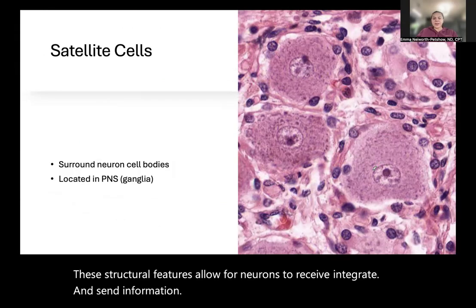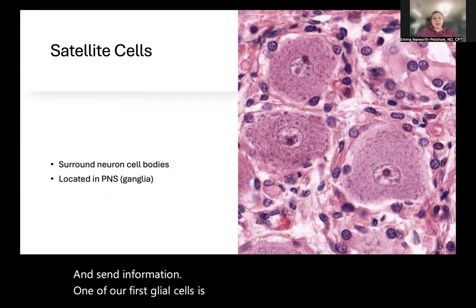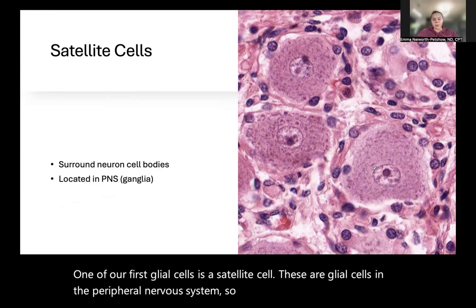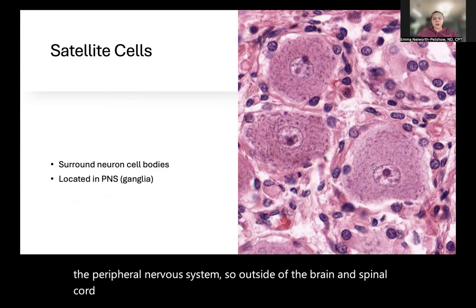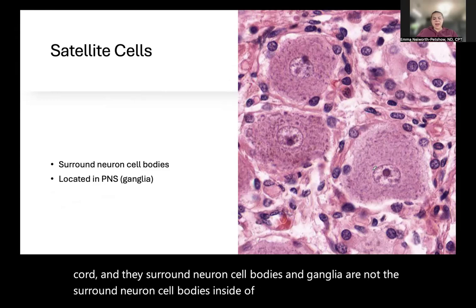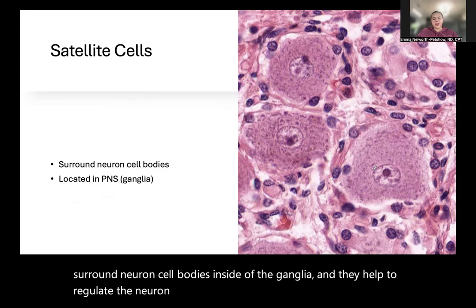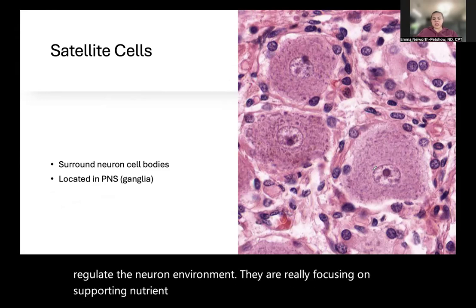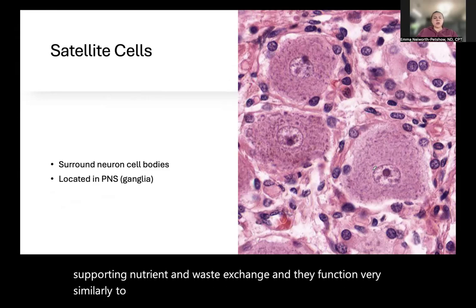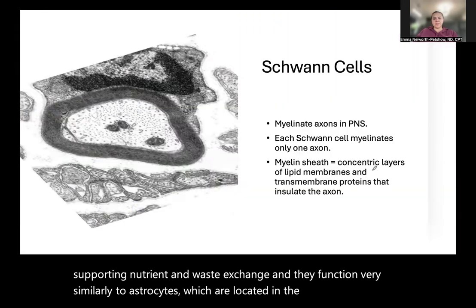One of our first glial cells is a satellite cell. These are glial cells in the peripheral nervous system, so outside of the brain and spinal cord, and they surround neuron cell bodies inside of the ganglia, and they help to regulate the neuron environment. They are really focusing on supporting nutrient and waste exchange, and they function very similarly to astrocytes, which are located in the central nervous system.